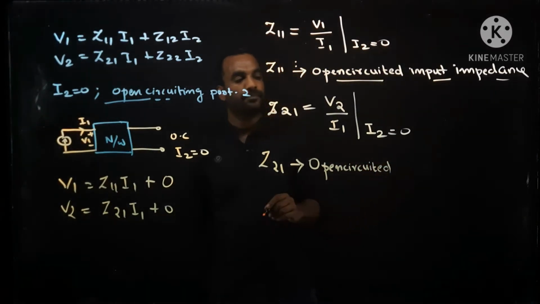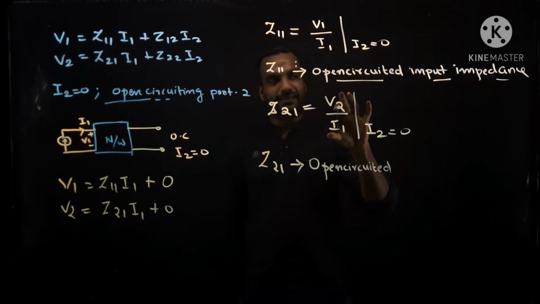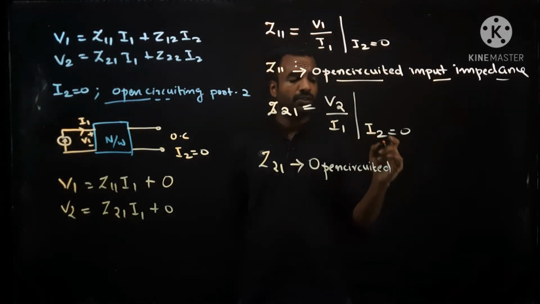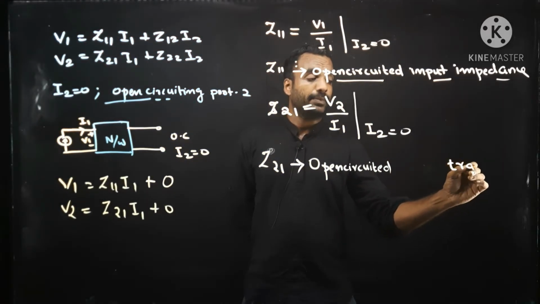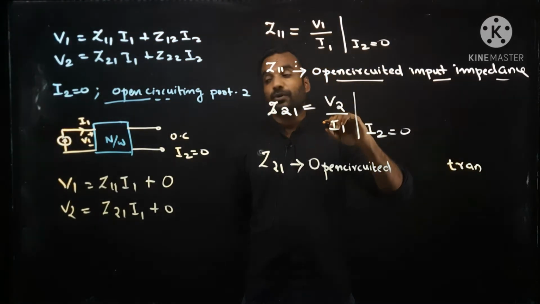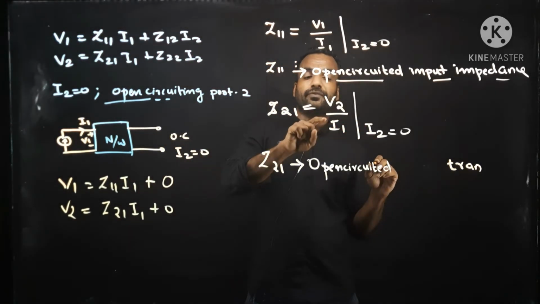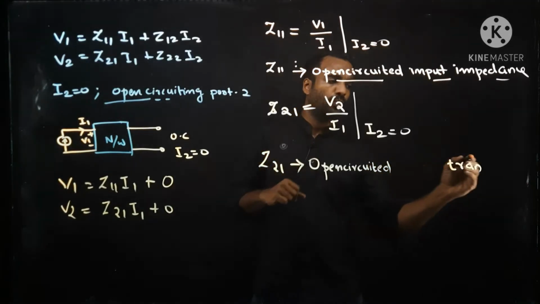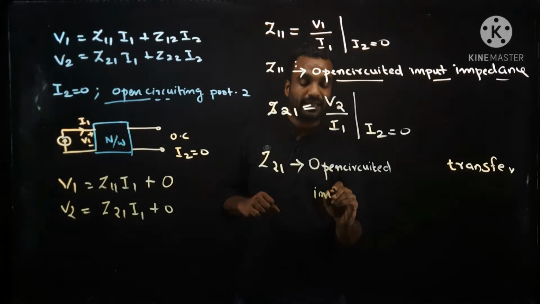Okay. Then this is anyhow an impedance, but it is not input impedance or not output impedance. So we can write it as a transfer impedance, because from primary side to secondary side, it is showing some relation between I1 side to the secondary side or port 2. So it is known as transfer impedance, open circuited transfer impedance.